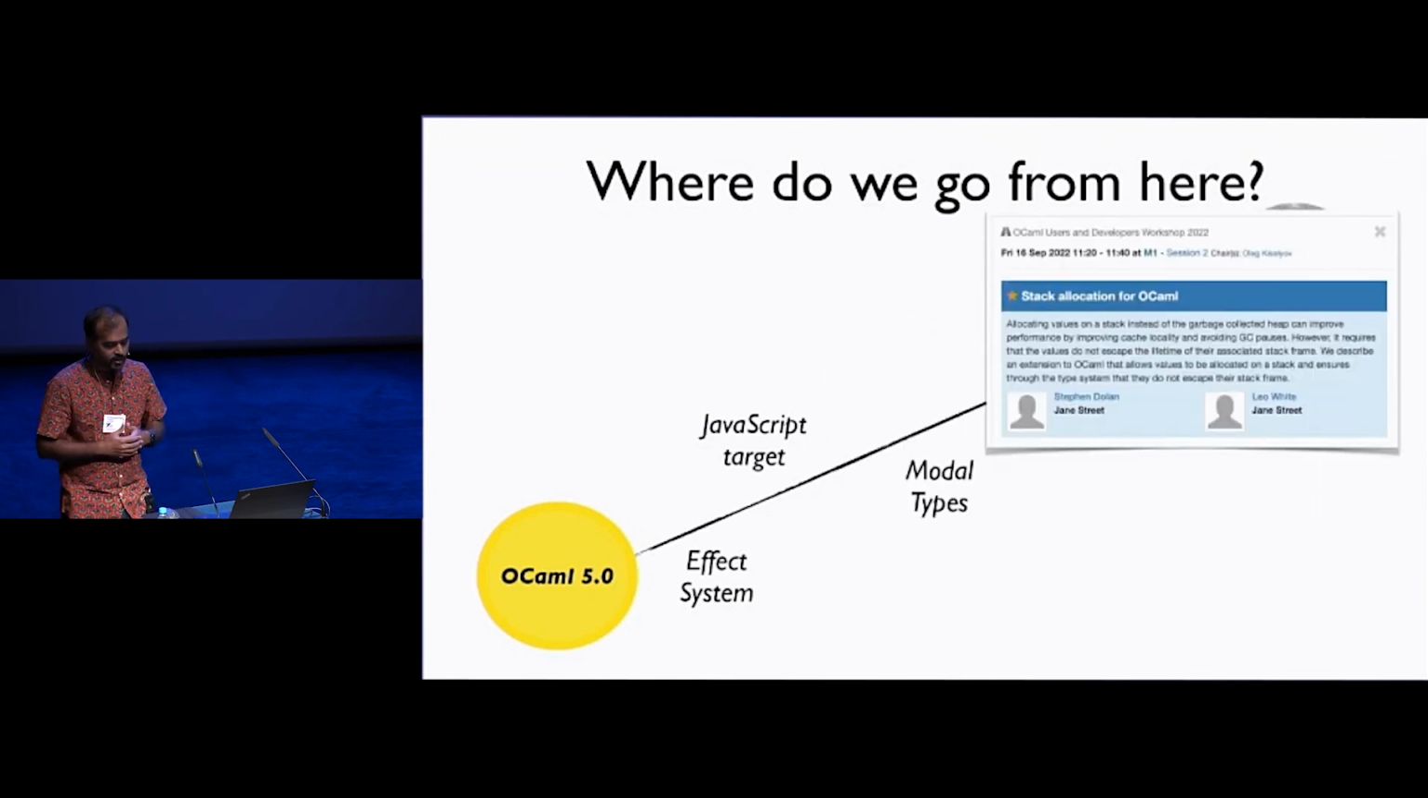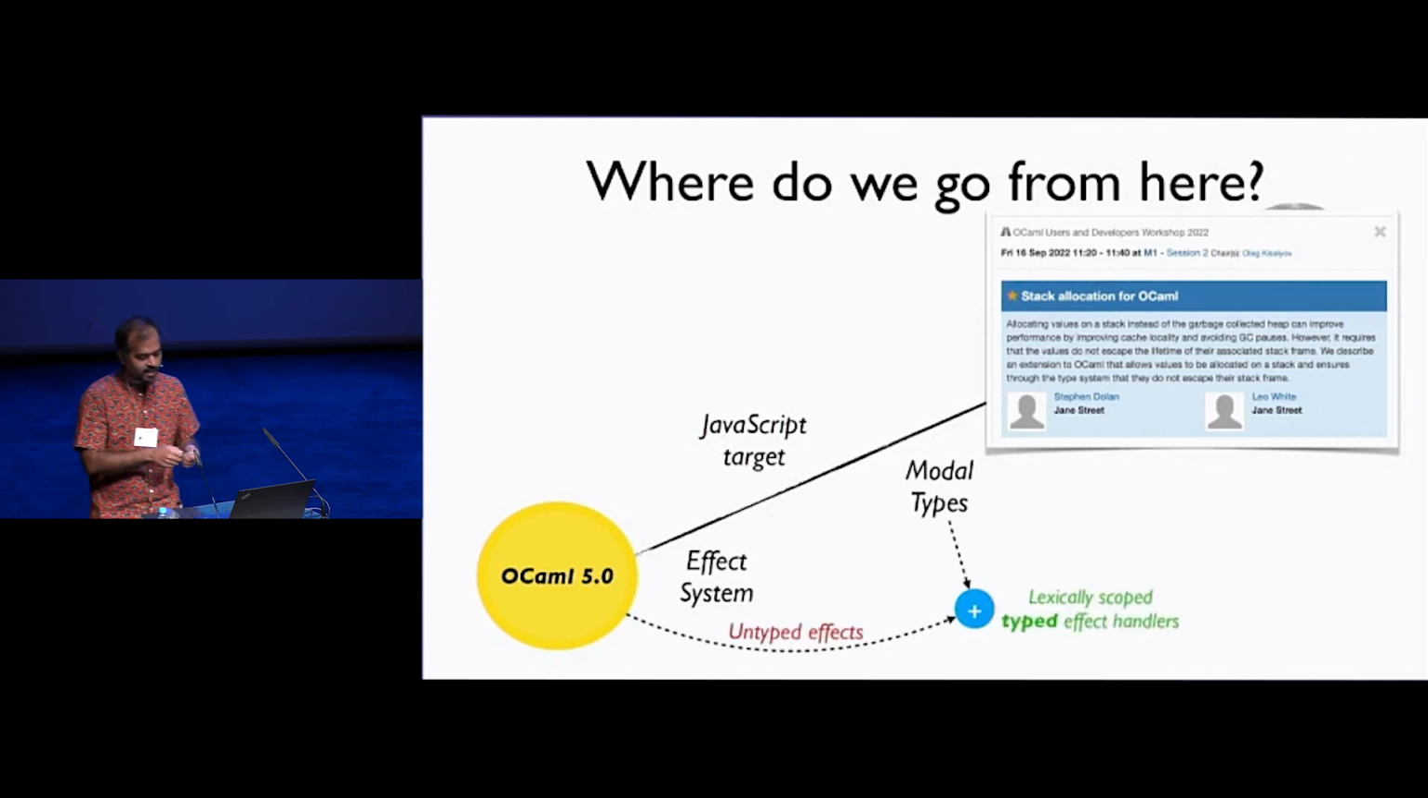So there is some exciting work going on within Jane Street. Stephen Dolan and Leo White are adding modal types to OCaml. In particular, they're using this feature to allocate values on the stack, and then using the type system, ensure that these values do not escape the stack frame. Okay. So one cool idea is that you can take untyped effects and use these modal types to get lexically scoped typed effect handlers. Right. This would be much easier. You would get an effect system here, but you don't have to have the full power of tracking effects in types. And this might be more backwards compatible than a full-fledged effect system.